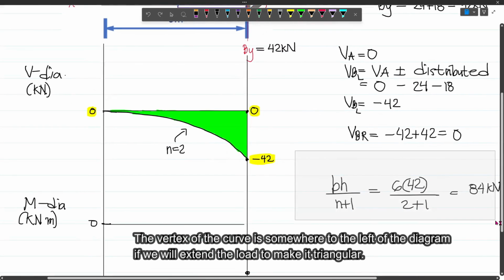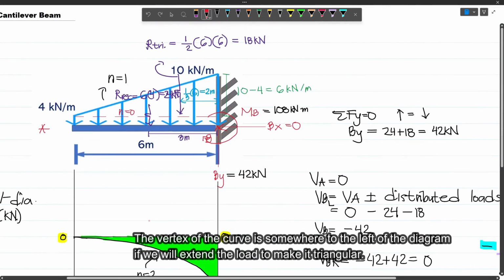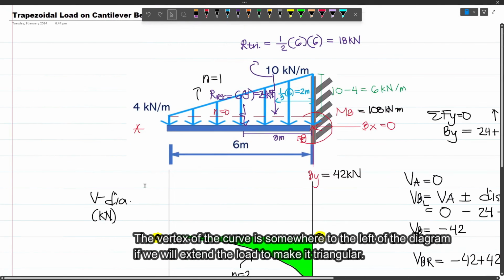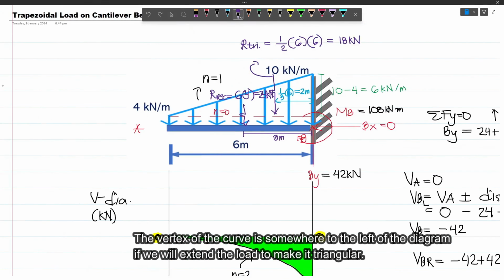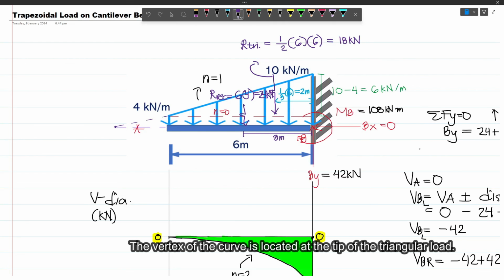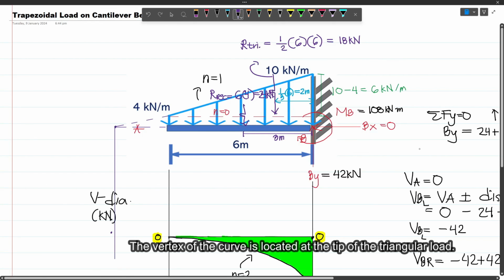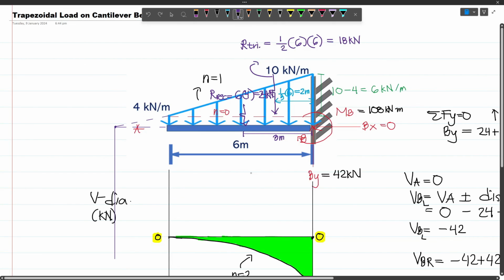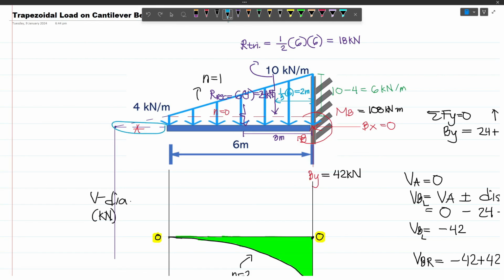If hindi naman to mag-work, ito yung gagawin nyo. First, let's make the degree uniform. And so in order to do that, we will actually extend this line. And so magiging ganito na yan. We will extend this one and also this one. Yan. And so diba, we will now have a triangular load. And so our vertex is actually here along this line. Yan. I mean dito. Since we are extending this line, we will first solve for this distance.